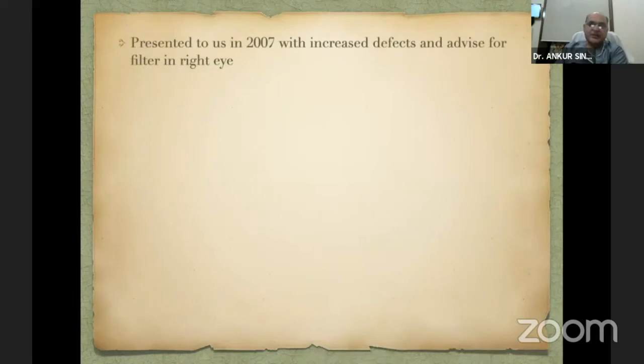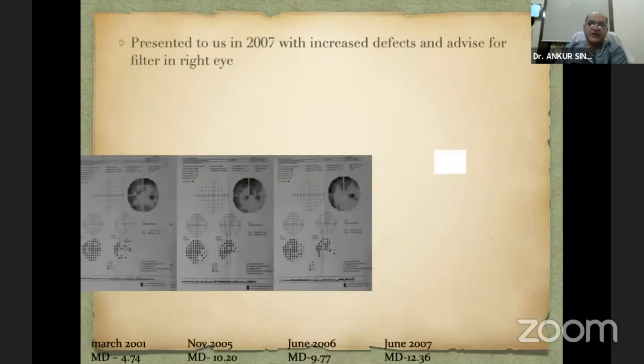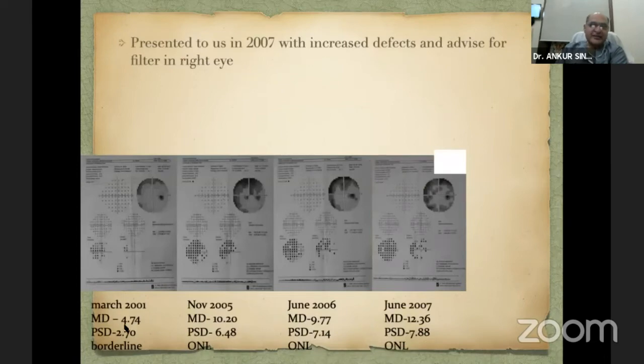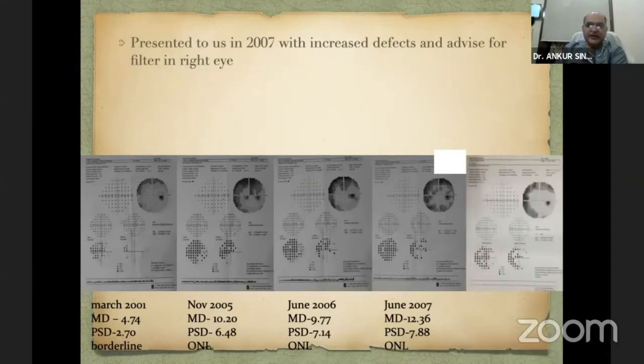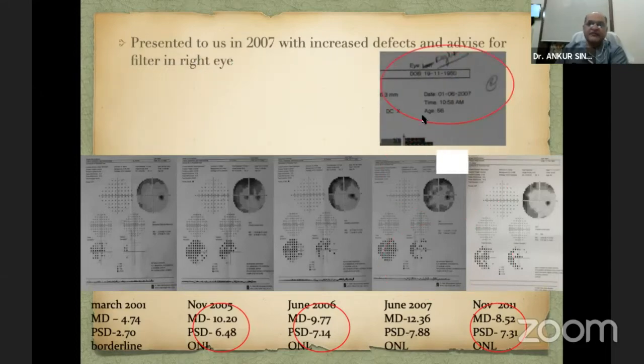This is a patient who presented to us in 2007 with progressively increasing visual field defects, and we can clearly see that the mean deviation has increased from -4 to -12. PSD has also increased from -2.7 to -7.8, and at the borderline, it has gone outside the normal limits, and we can see that the visual field is definitely deteriorating. But he comes to us, we repeat the visual field, and the mean deviation has dropped from what it was in 2007 to something similar to 2005, 2006. Even the PSD has improved a little bit. So the problem here was that somebody had done the left eye program on the right eye visual field.